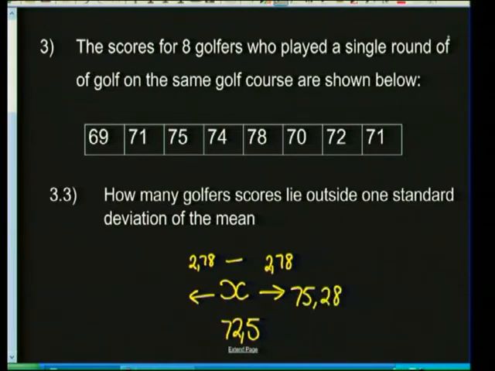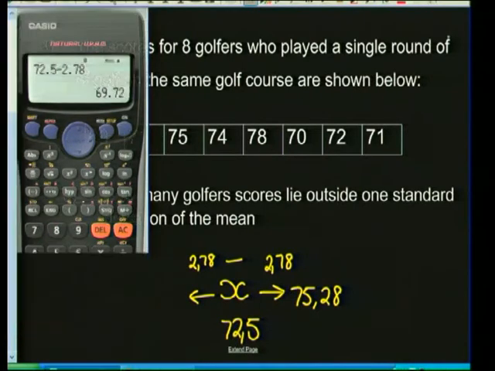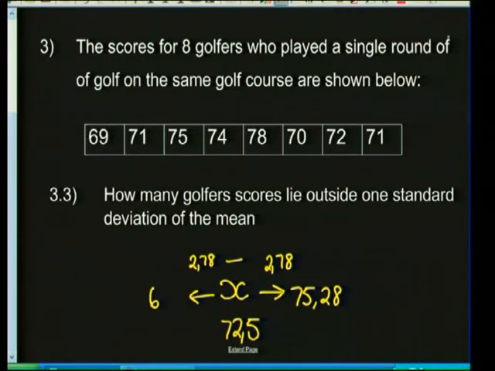75.28 on the upper side, and if we take our 72.5 being your mean and I minus 1 standard deviation, I get 69.72. So let's see who does fall inside the standard deviation, and then let's see who's left and who doesn't. If I've got just 69, now the lowest value on the lower side of my standard deviation is 69.72. So this one over here doesn't fall into the standard deviation of the mean.